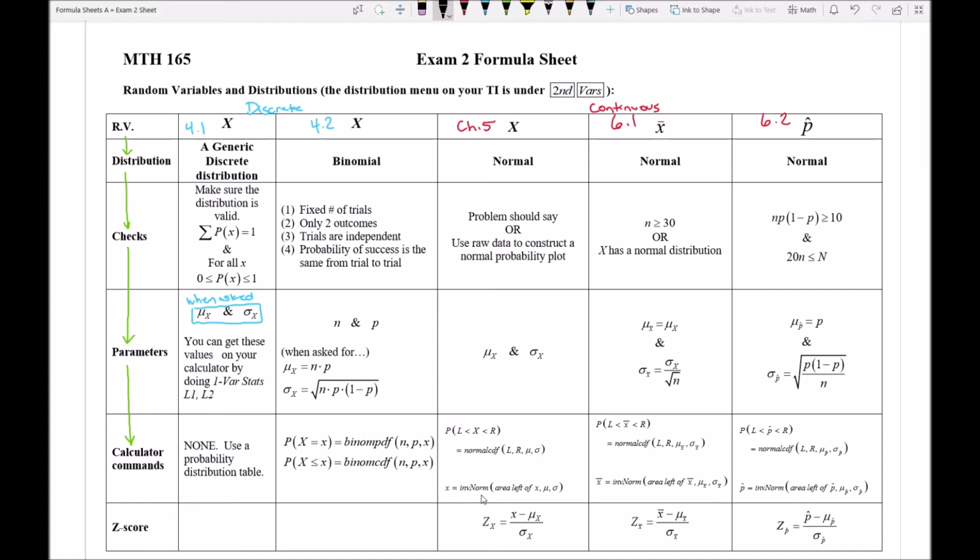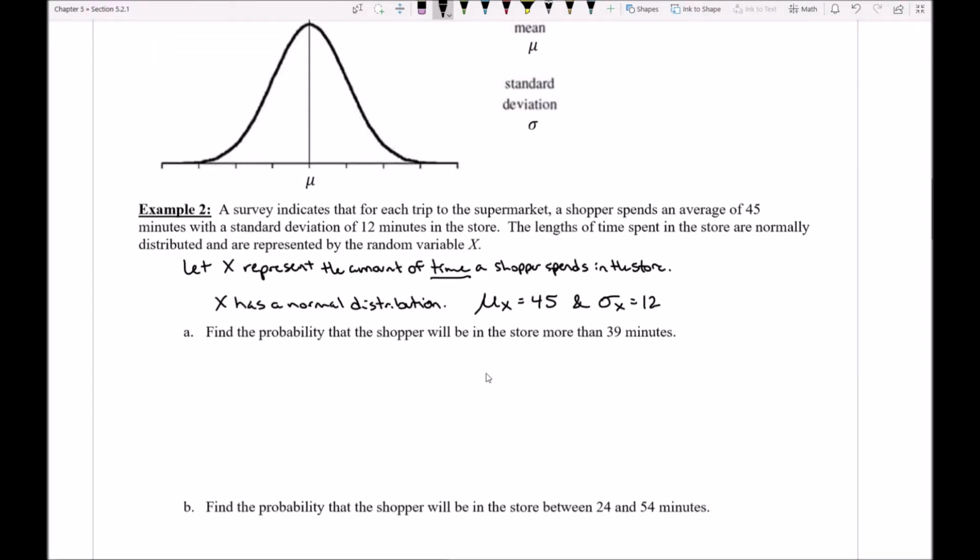But again, it's really crucial to keep in mind that there's a difference between these two commands. Normal CDF is a command that we'll use to calculate probabilities associated with our normal distribution. So let's take a look at how we would use that normal CDF command and where exactly we might find it on the calculator. Let's see what we have here.